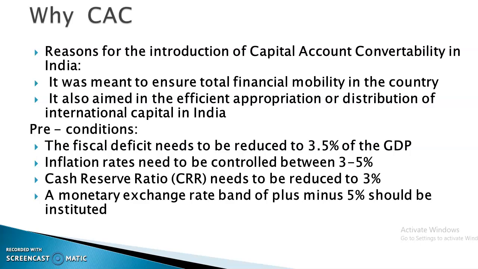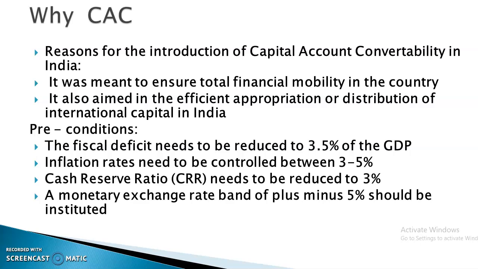First reason is financial mobility, which is easily possible in India by introducing this. And second one is you can attract international capital from Britain, capital from US, capital from all other countries, which can be introduced in the Indian market, which is possible by implementing this CAC, capital account convertibility. But only under some conditions can we introduce this. India must be able to reduce the fiscal deficit. India must be able to reduce the inflation rate, and cash reserve ratio should be reduced to a very low level. Only under these conditions, India can introduce capital account convertibility.